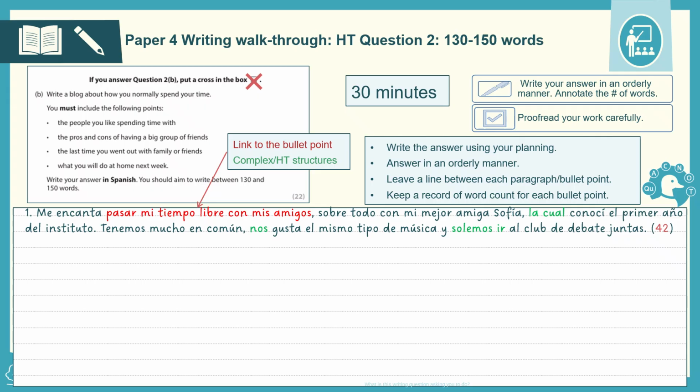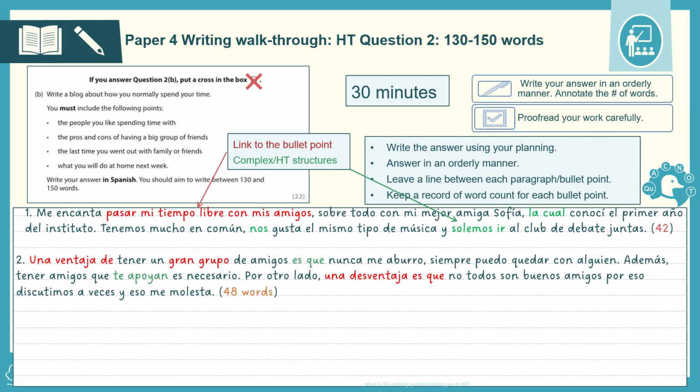In green, you can see some complex structures, which are the ones that the examiner look for to give you the extra marks. And some of the examples are, as you can see, when you put two verbs together, solemos ir, we tend to go. So you have we tend to plus infinitive to go, ir, solemos ir. Also, nos gusta is in green because we usually say me gusta, but if we say nos gusta as we like, it's considered complex. So make sure you use some opinions in the plural form as well.